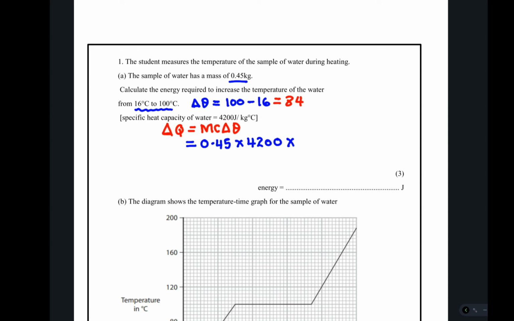Having obtained that, we can now go straight and put that in our calculator so that we can get our answer, and then write it down here.